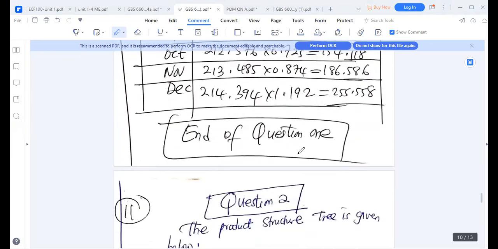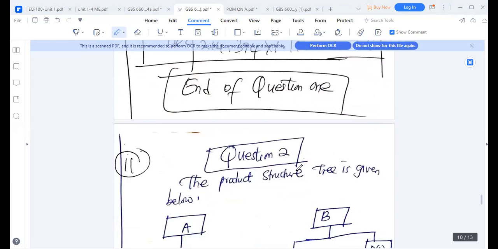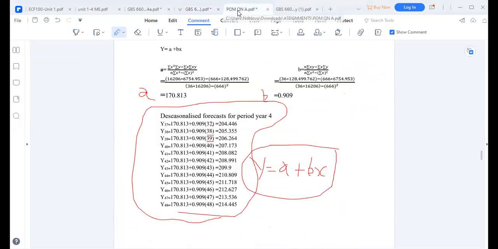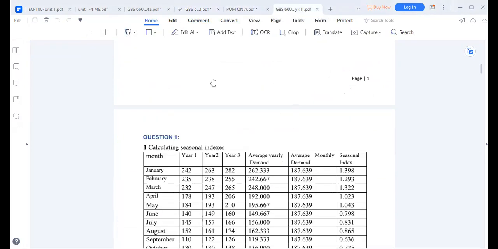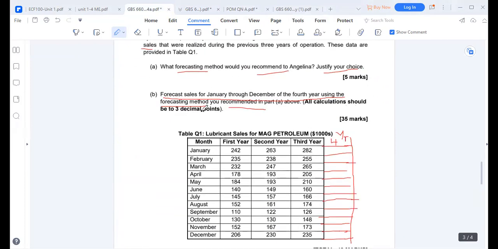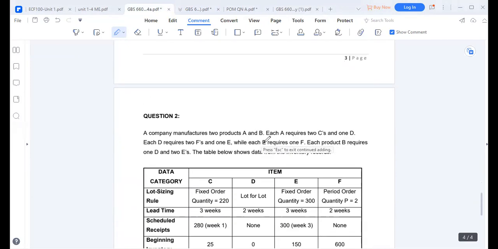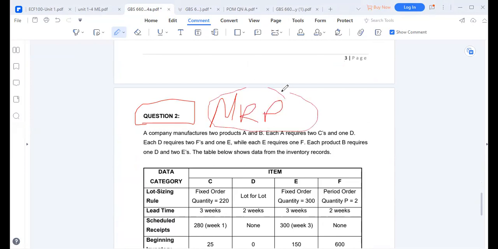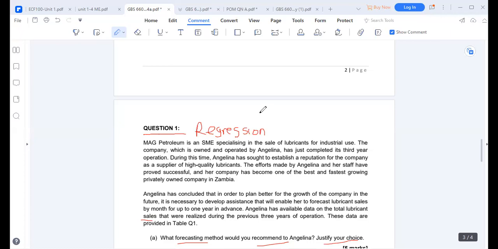Now getting down to the second question. We can go to question 2 now. This marks the end of part B of question 1. We're now getting down to question 2 of this problem. Question 2 was on MRP, which is material requirement planning. The first one was on forecasting.